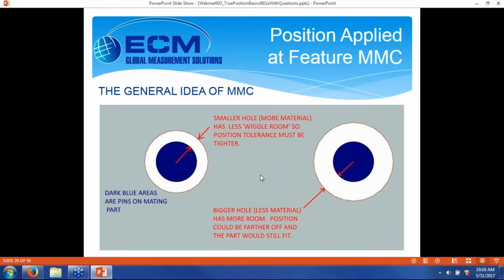All right. Position applied at feature maximum material condition. The general idea of having a tolerance at MMC, it may be a little more work for the inspector, but it gives the manufacturer more room, more wiggle room to play with. So here, this would be an example. We've got our gray part. It's going to mate with these dark blue pins on the mating part. And so, a smaller hole has less room here than this bigger hole, right? So the bigger hole could have its location a little farther off, and the part would still fit together. That's the whole idea behind MMC.